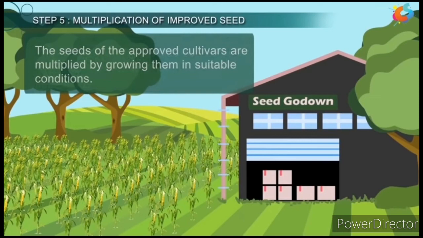The seeds of the approved cultivars are multiplied by growing them in suitable conditions, considering seed size, moisture, quality and color. Such tested seeds are called certified seeds. Now the seeds can be distributed to farmers and licensed to the seed sellers.